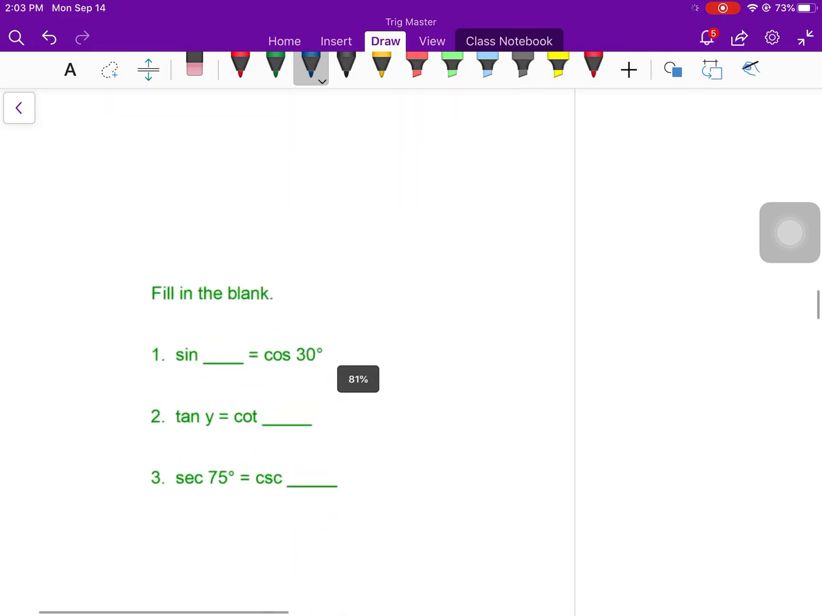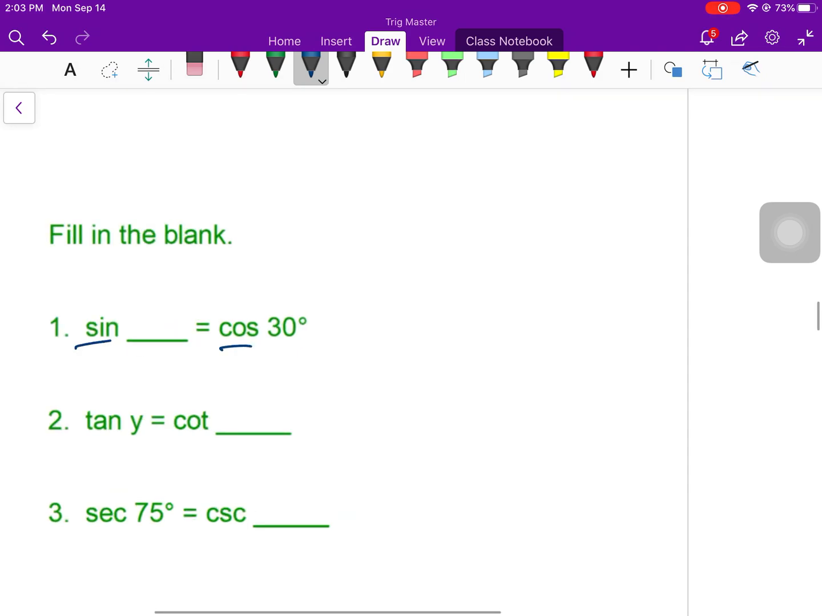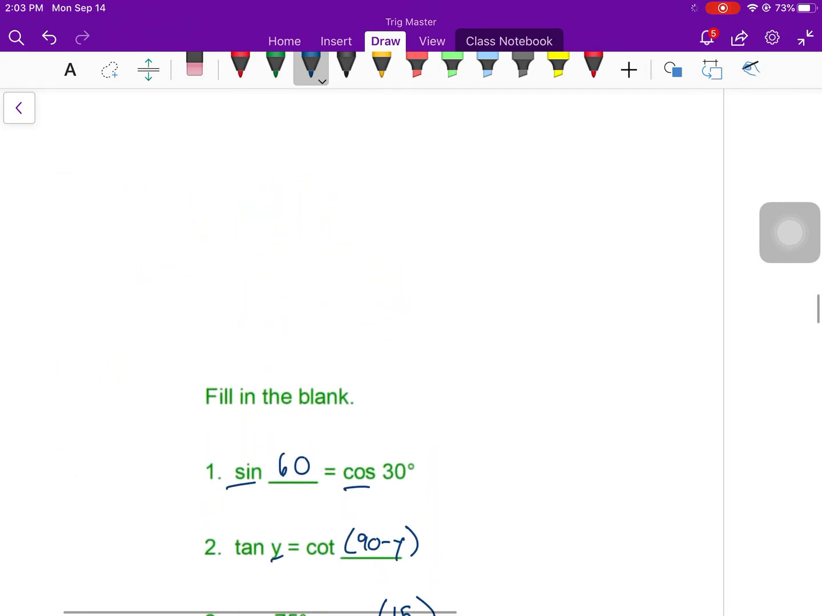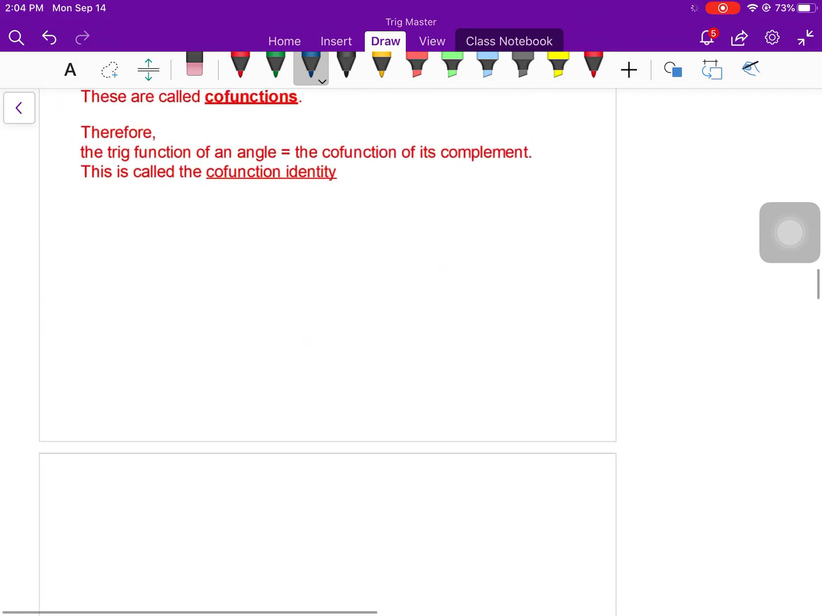So filling these in, sine and cosine, those are your cofunctions. Now for the complement, what adds with 30 to get 90? That is 60. What adds with y to get 90? Well, 90 minus y. What adds with 75? That's 15. So filling those in, going back and double checking is not a bad idea. Secant matches up with cosecant, and then cotangent and tangent match up, and sine and cosine match up.